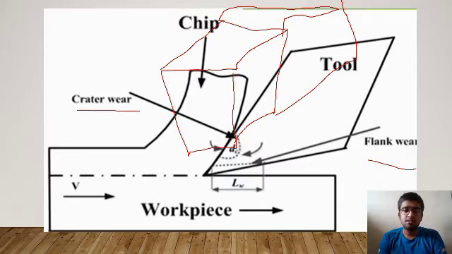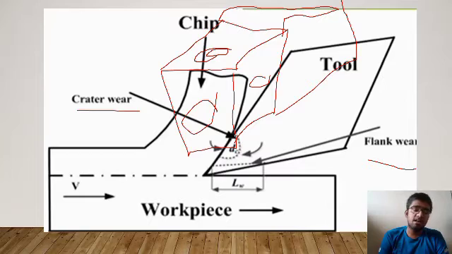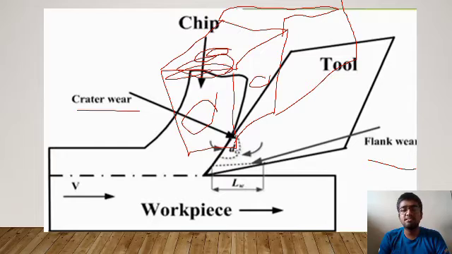This one is called face, this one is called side flank, and this is called end flank. And we know already that the temperature maximum takes place in this region, that is the rake region. We call this face the rake face. That is why we have considered rake angle, side rake angle and end rake angle.